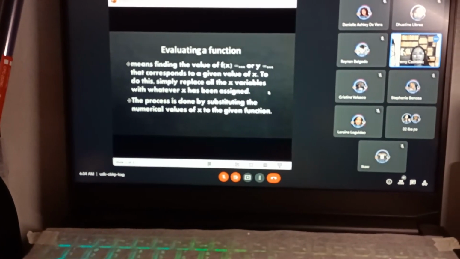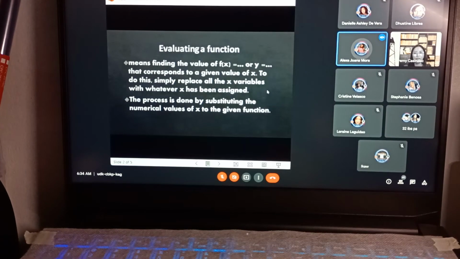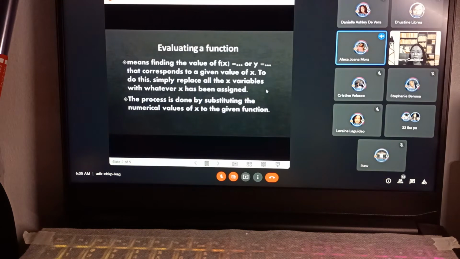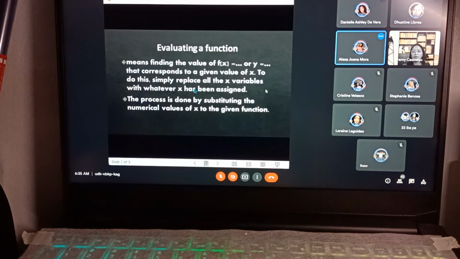It means finding the value of f(x) equals or y that corresponds to a given value of x. To do so, simply replace all the x variables with whatever x has been assigned. The process is done by substituting the numeral value of x to the given function.